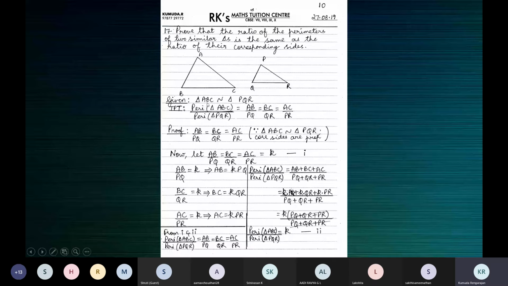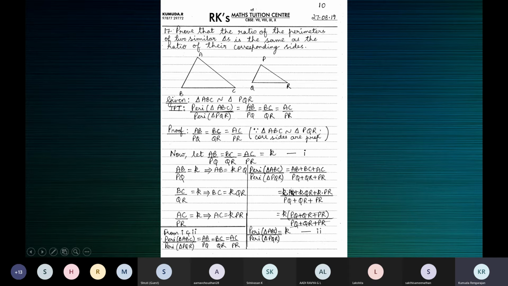So here, in two similar triangles, ABC similar to PQR, we need to prove that the ratio of the perimeters is the same as the ratio of the corresponding sides. The ratio of the perimeters, not corresponding, if I mentioned that. The ratio of the perimeters is the same as the ratio of the corresponding sides. That's what we have to prove.